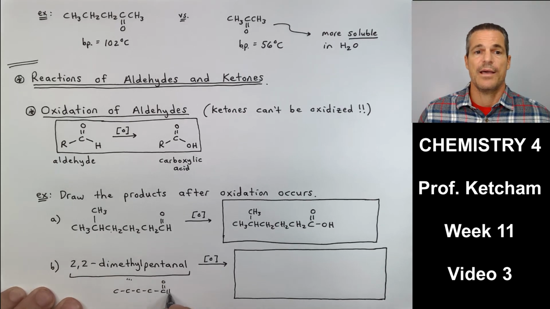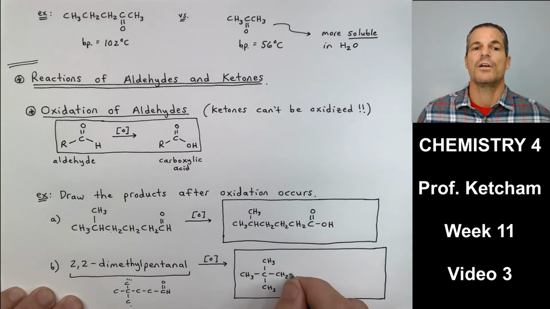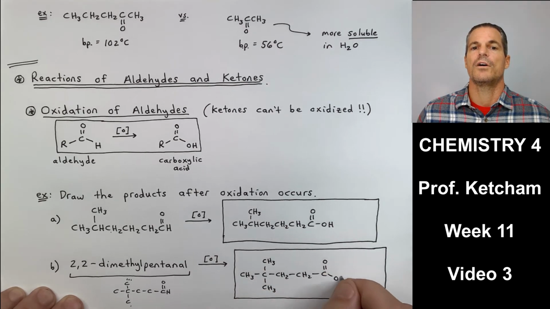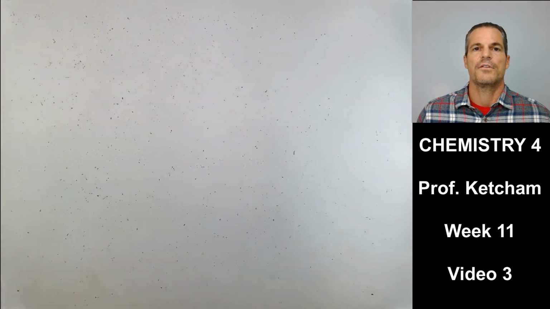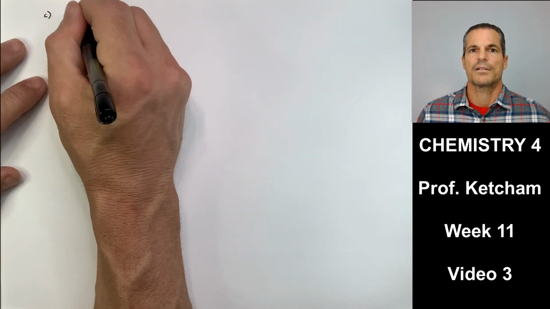2,2-dimethylpentanal is not helpful. I have to draw out the whole structure. I just drew the bare bones, and now I have to fill it in properly and convert that C double bond OH to a C double bond OH. So in both of those examples, aldehydes were converted by oxidation to carboxylic acids.